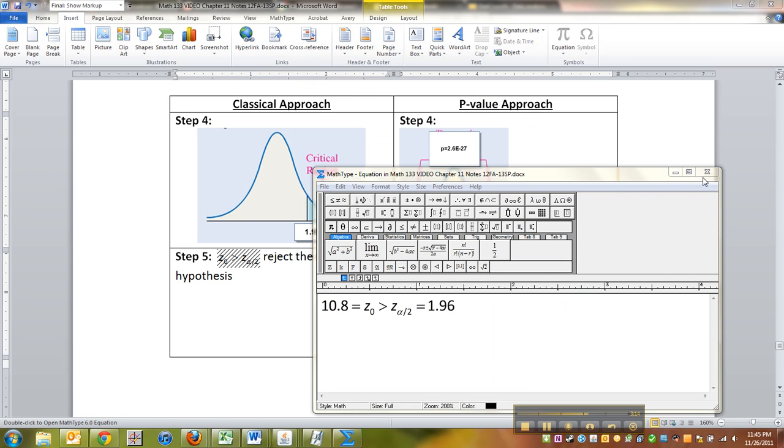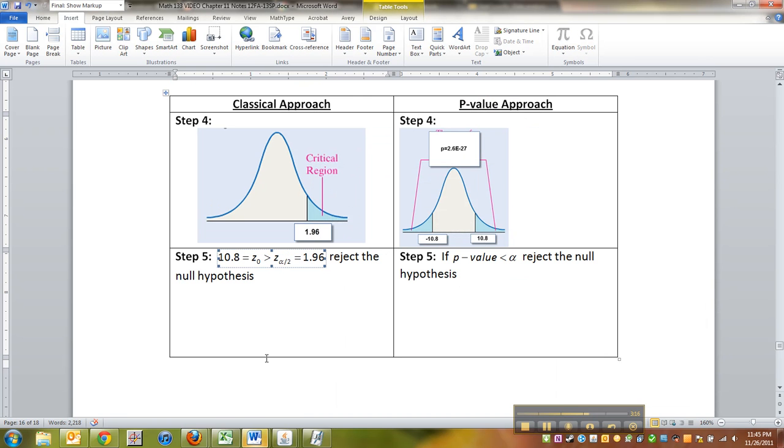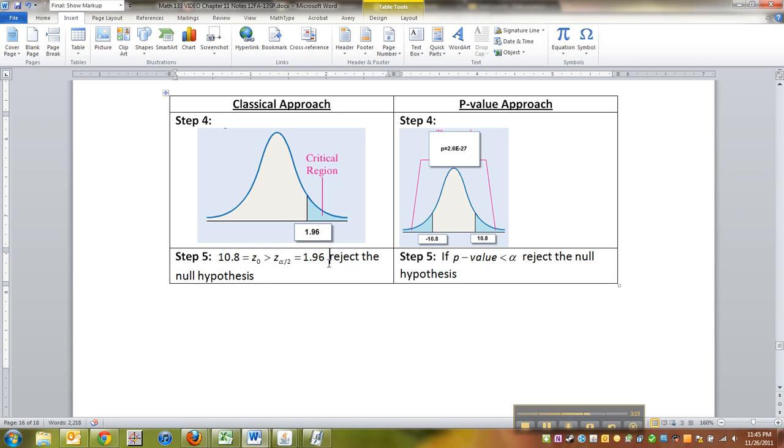So the classical method way, we're rejecting the null hypothesis because 10.8, which is our test statistic, is greater than z alpha over 2, which is 1.96. Put another way, our p-value, which is essentially 0, is less than alpha, which was 0.05. So we reject the null hypothesis.